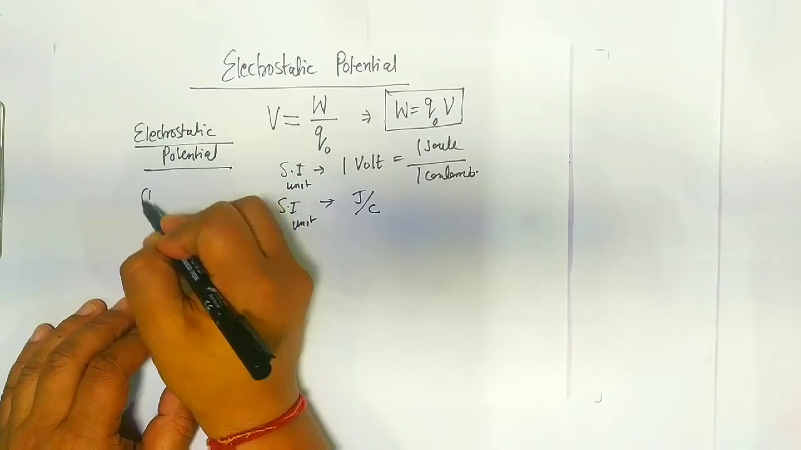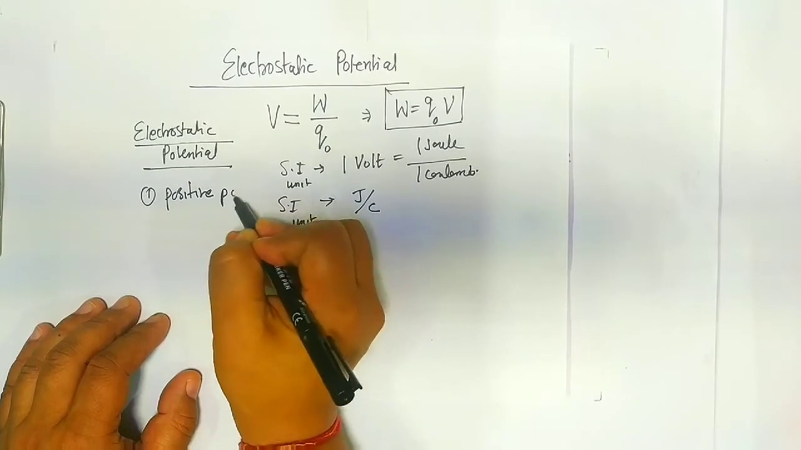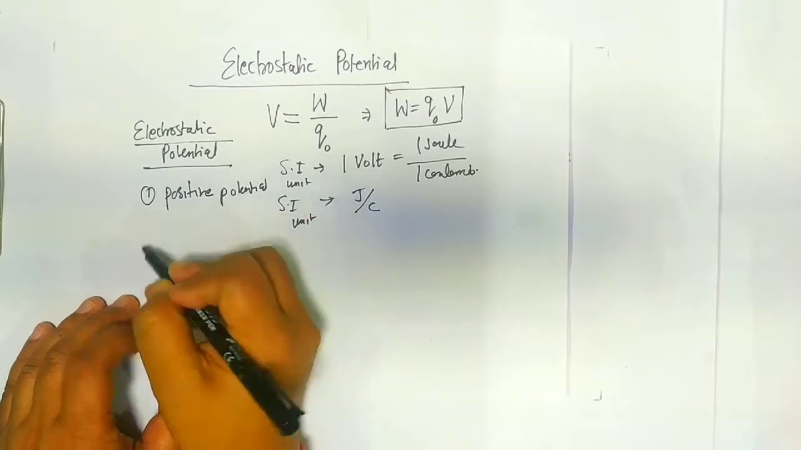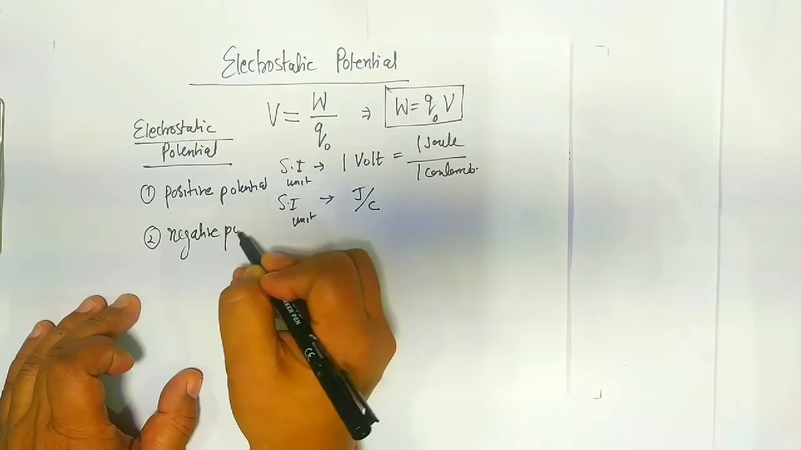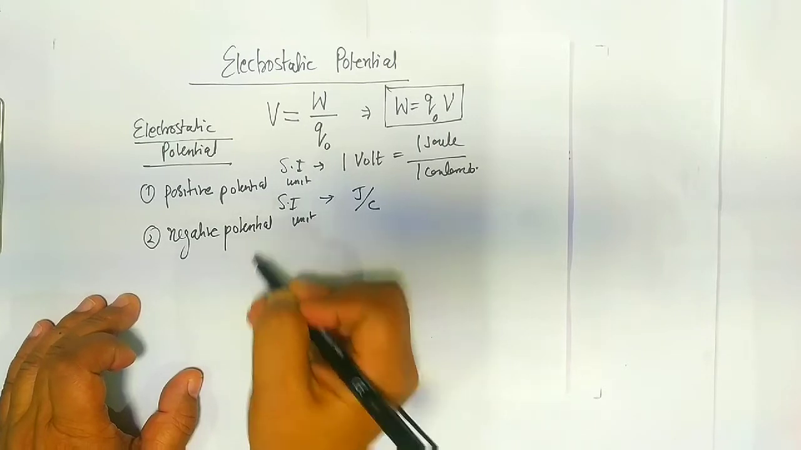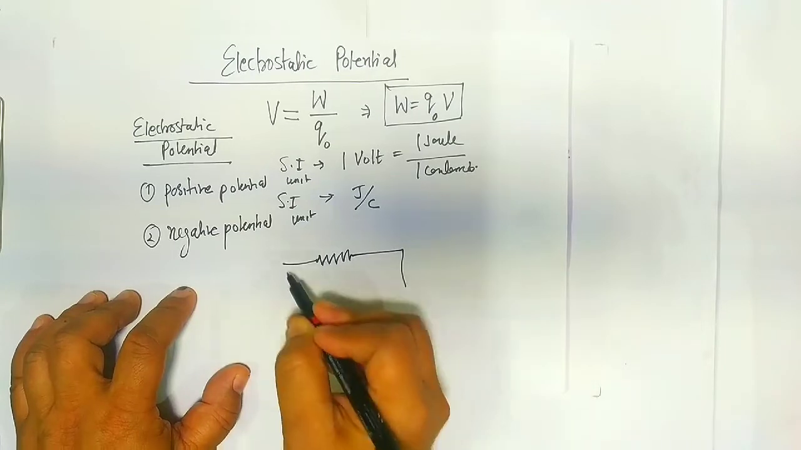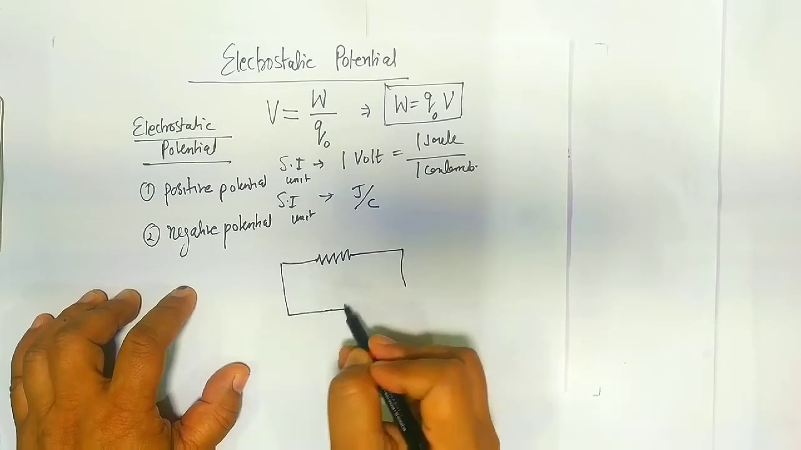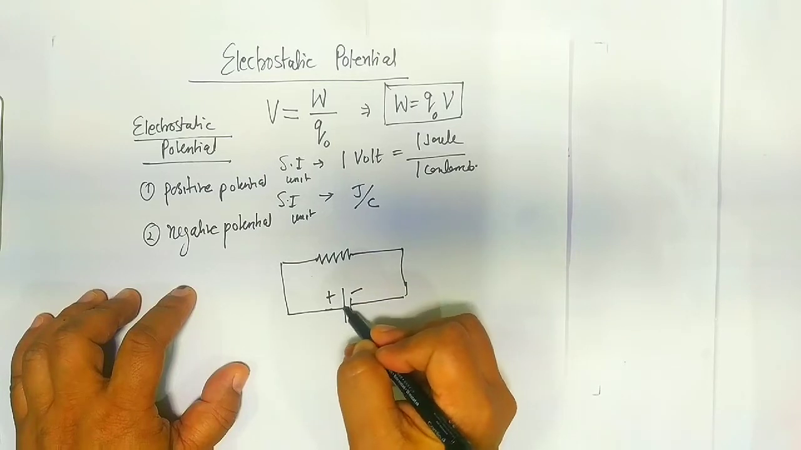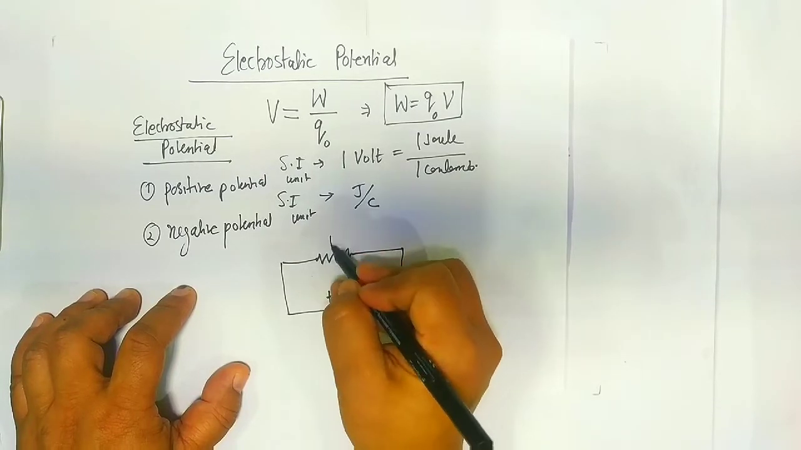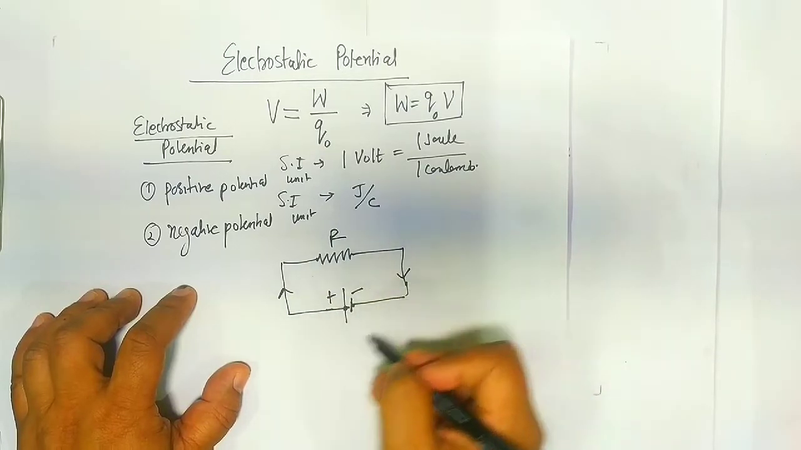Remember, one is positive potential and one is negative potential. Even if you see a resistance and a battery, you know that we also see the two terminals. One is positive potential and one is negative potential, and because of that the potential difference comes.